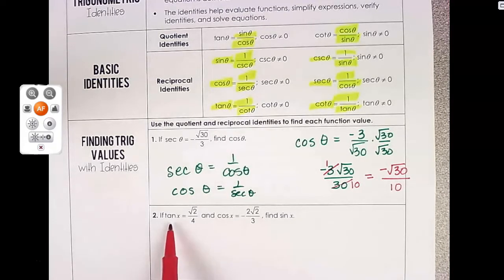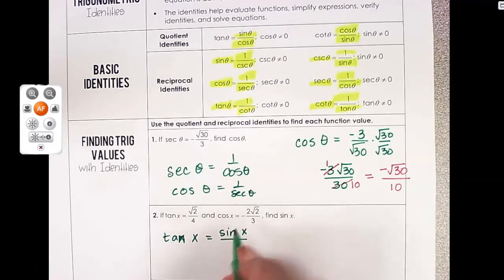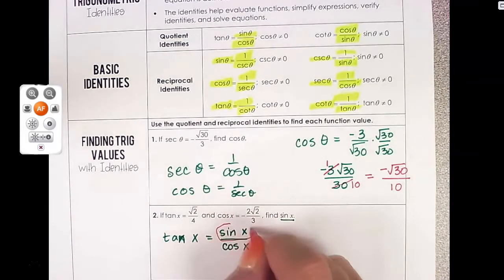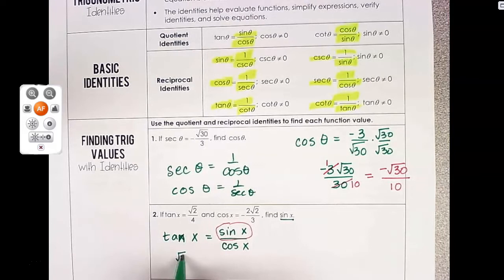Next, I've got a tangent, a cosine, and I'm looking for the sine. So I'm going to use the fact that tangent of x equals sine of x divided by the cosine of x. And then I'm going to substitute what I know and solve for what I am looking for. So I'm looking for the sine, and I'm given the tangent and the cosine, so I'm just going to substitute. So my tangent is root 2 over 4. My sine is unknown, and my cosine is negative 2 root 2 over 3.